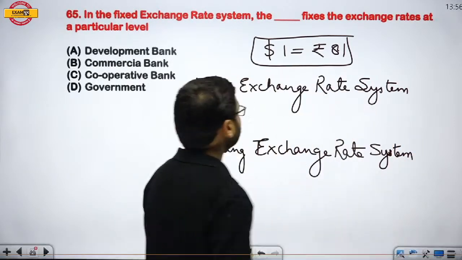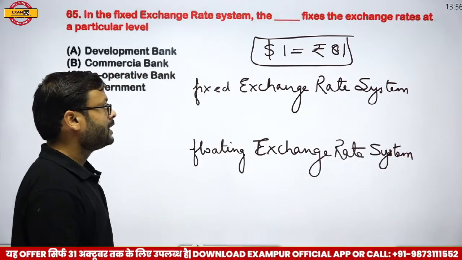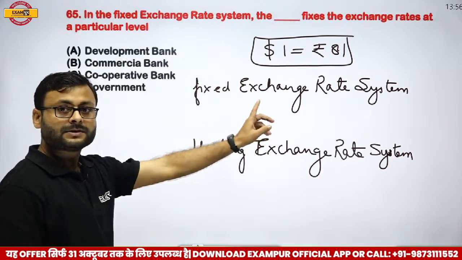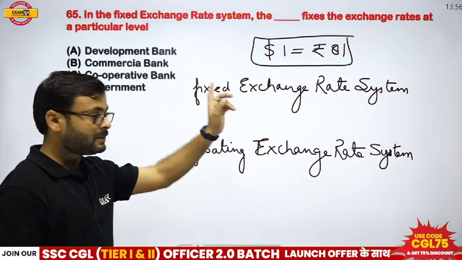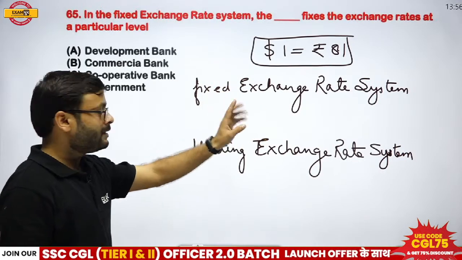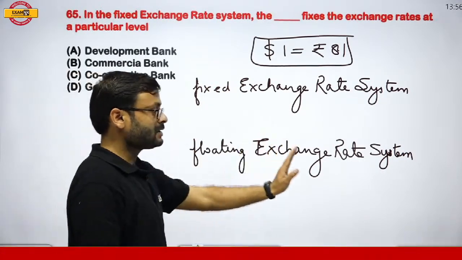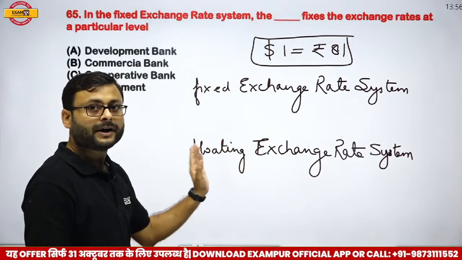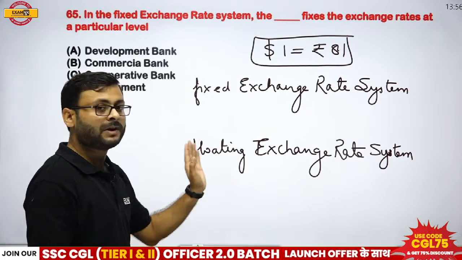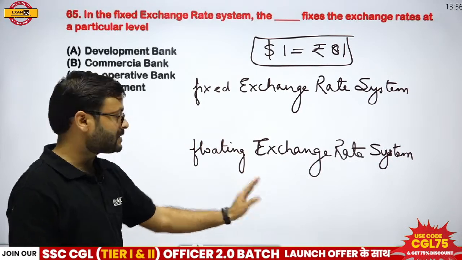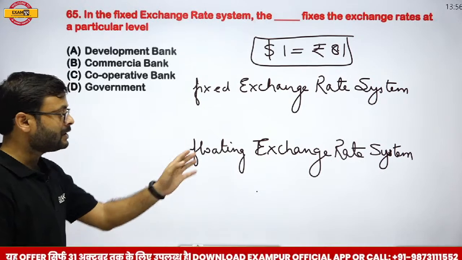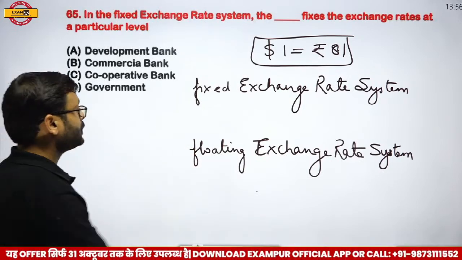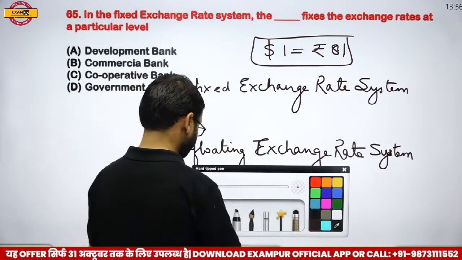Okay, there are two types of exchange rate system. In the fixed exchange rate system, the exchange rate of the domestic currency is decided by the government, while in the floating exchange rate system, the exchange rate of domestic currency is decided by the market forces, or you can say the demand and supply of the domestic currency, or the foreign currency. Okay, so it is decided by the government.